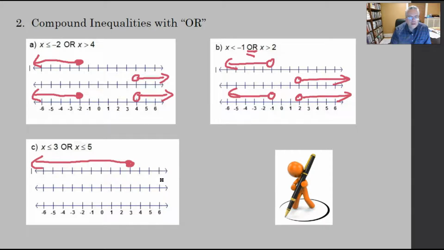Okay, and x is less than or equal to 5. So we want all the points that are on either graph. Well, it turns out that the first graph is kind of included in the second graph. So if I want all values of x that belong to either graph, I just have to copy the second graph. All right, that includes all the values of x that are in either of the graphs.